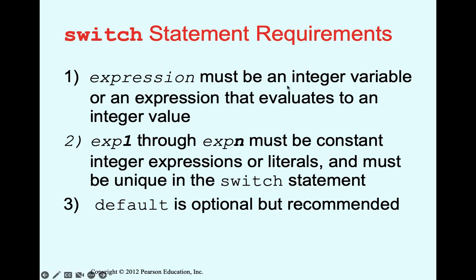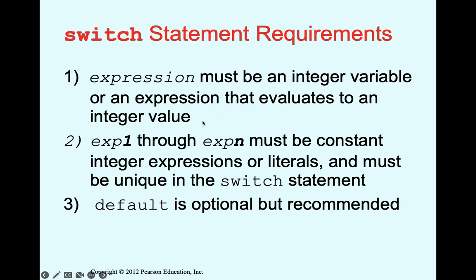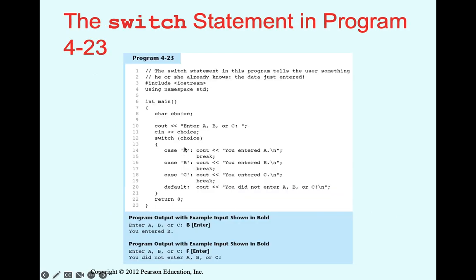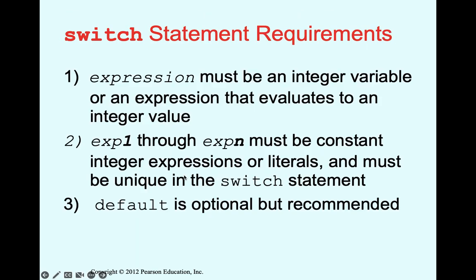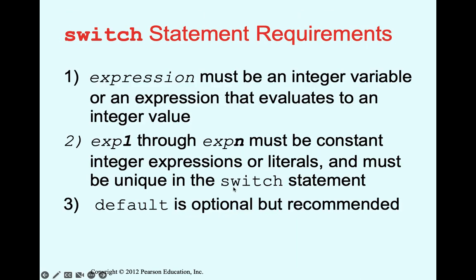This expression must be an integer value, okay? Either a character, like here, or an integer. It cannot be a double or a string or something else. So this is the first rule of the switch statement. Expression 1 to expression n must be constant integer expressions or literals and must be unique in the switch statement. So the value of this must be different from this and this. This is also clear. And the default part is optional. So maybe you do default, maybe you don't, as you like.